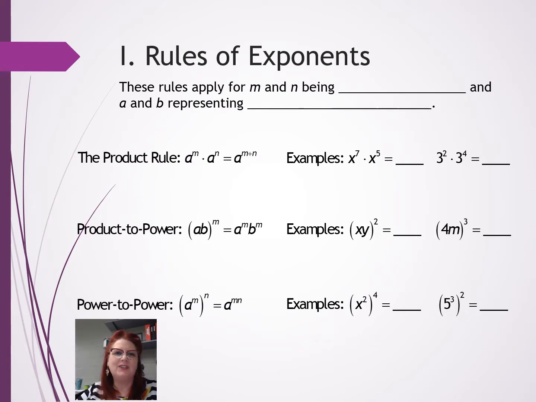So let's first take a look at the rules of exponents. We're going to give the rules in general terms using variables a, b, m, and n. Now, m and n are going to be positive integers. And a and b are going to be real numbers.